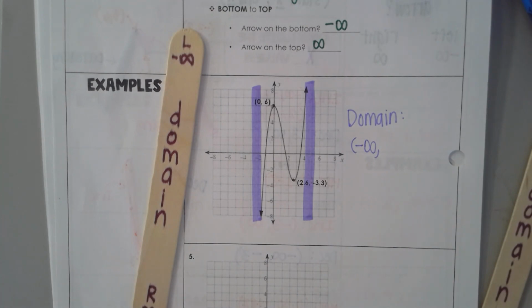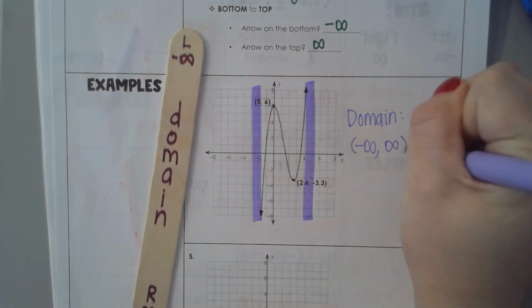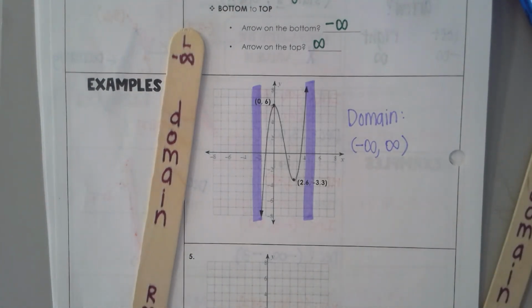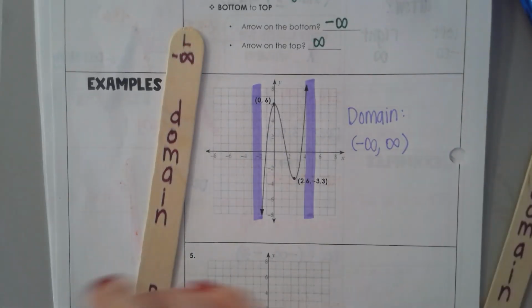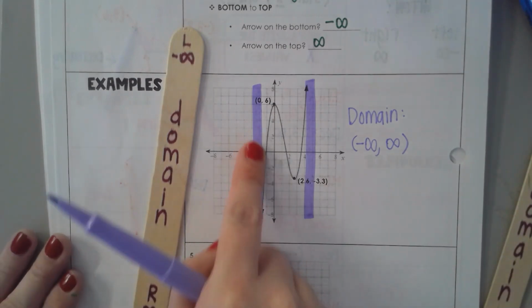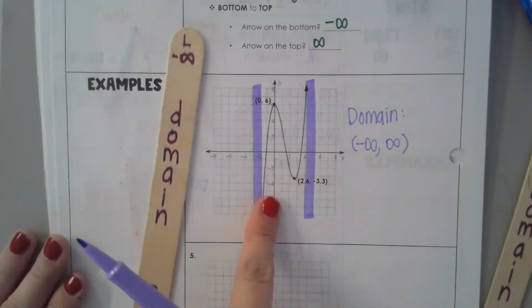What about to the right? What does it hit? It hits an arrow. So if it's on the right side, we put positive infinity. So what this means is that my graph goes forever and ever left, and it goes forever and ever to the right. That includes all of the x's. If I went to my table, every x value, if I looked at every point I could possibly get, I would have every x value in the world.